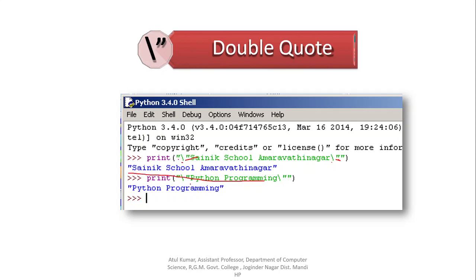Similarly, if you want to print Python programming in double quotes, then firstly put a double quote and there is a backslash, and then this double quote is printed around Python programming.